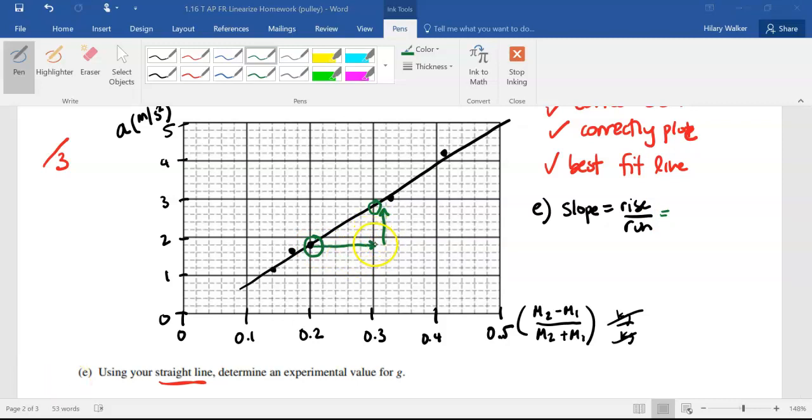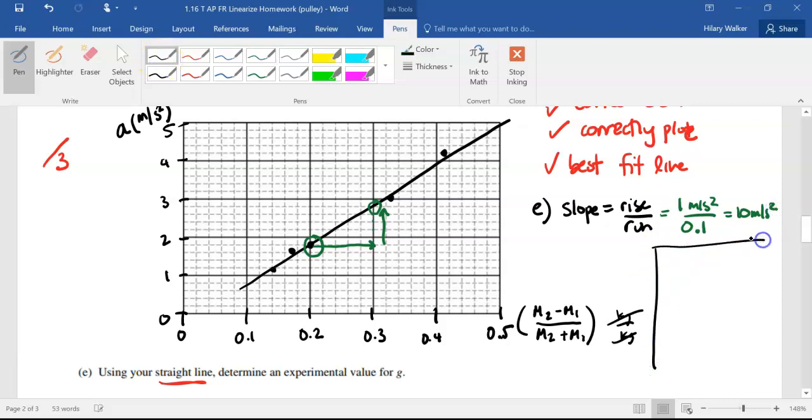it looks like we go up by 0.2 for each block. So 0.2, 0.4, 0.6, 0.8, 1. So our rise is 1, and the units of that are meters per second squared. Our run looks like we go over one whole box, which is 0.1. No units for that. So that's just going to simplify to 10 meters per second squared.